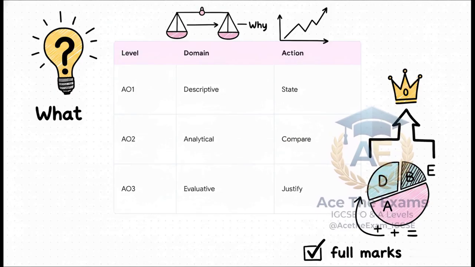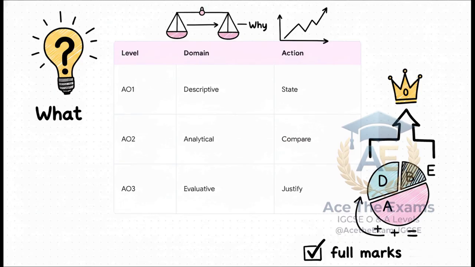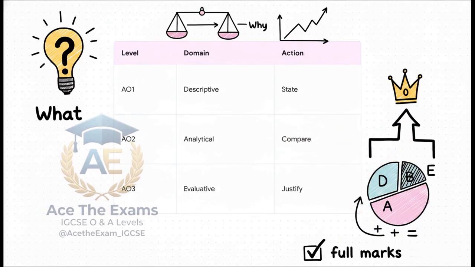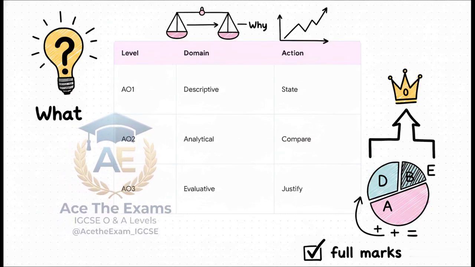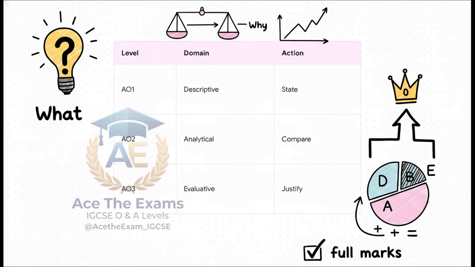But the absolute top tier, AO3, evaluative, demands justified recommendations. When a Cambridge question says evaluate or to what extent, it is practically begging you to look at the alternatives. You must argue why one specific path is mathematically and conceptually superior to another path based on the scenario.